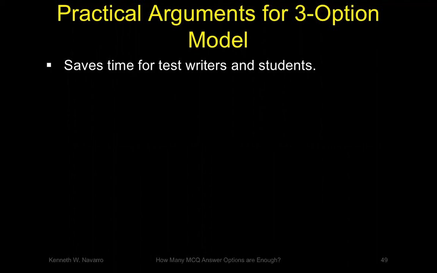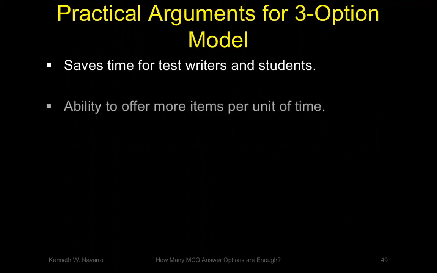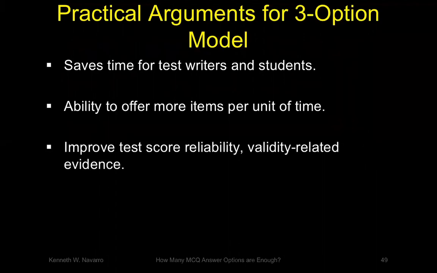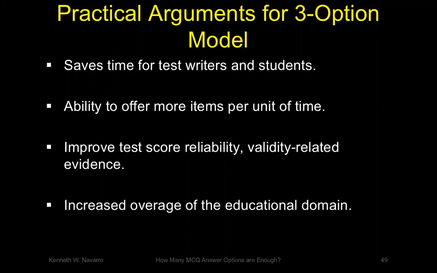So if you cut down to a 3 option model, then it also gives you the ability to offer more items per unit of time, which can bump up the reliability of your assessment. So again, there it is. It improves test score reliability, your validity related evidence improves, and the quality of your assessment improves as well. It also gives you, especially because if you can increase the number of items in the same amount of time, then you have increased coverage of your educational domain.